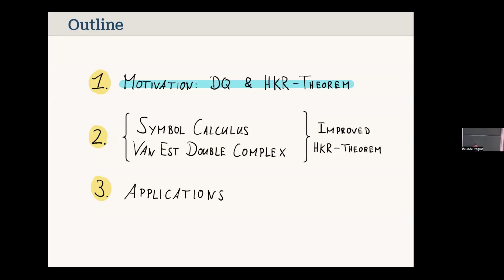The second part will be essentially the proof of the HKR theorem, which consists of two main ingredients: the symbol calculus and a double complex of the form we have already seen in the pre-seminar. And then, depending on how much time I have left in the end, I will talk a little bit about applications and where this improved HKR theorem can actually be used to get some new results.